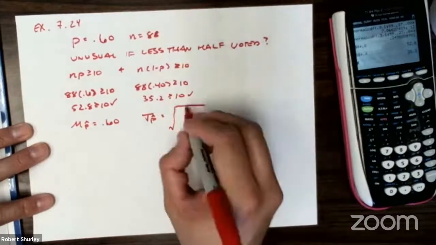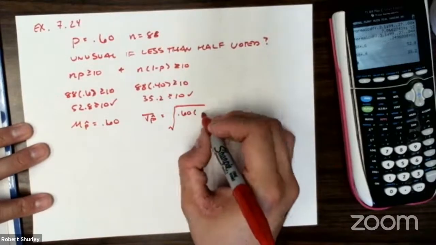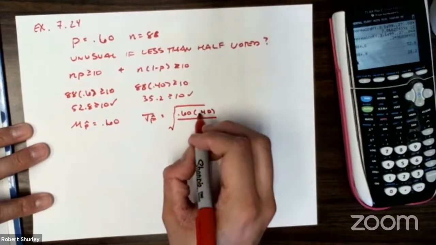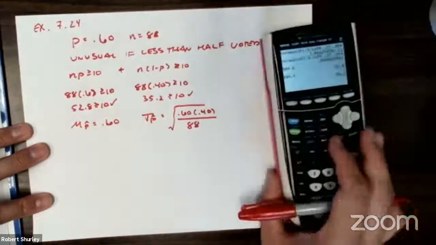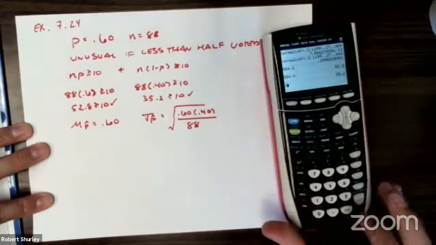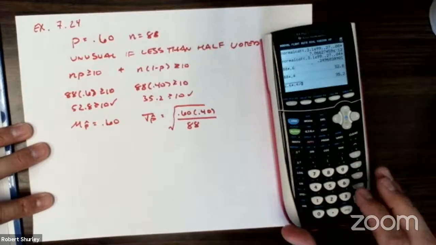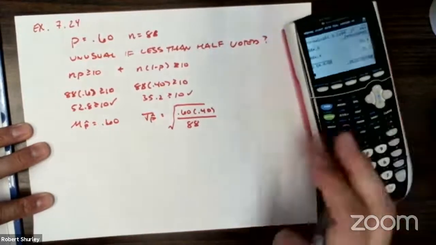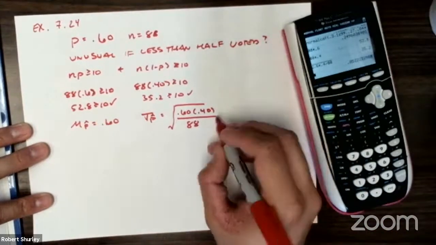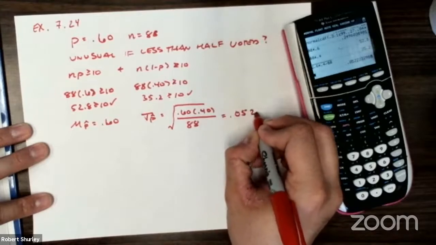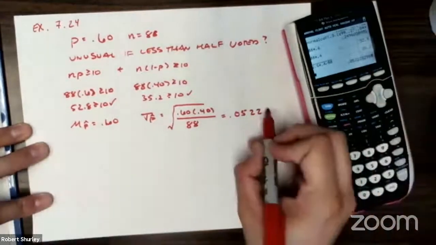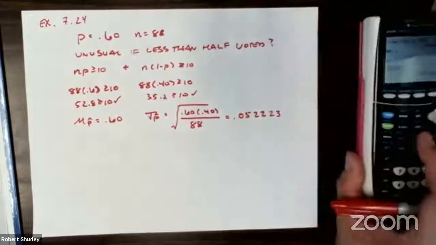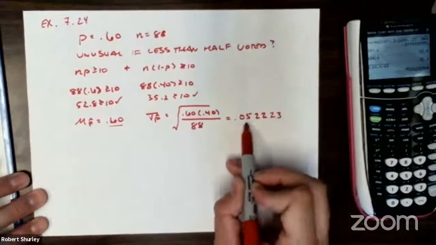So remember, this is going to be the square root of P times 1 minus P. Now I'm going to skip a step. 1 minus P is just 0.40, right? All over our sample, which is 88. And I'm just going to crack that in the calculator. So square root of 0.6 times 0.4 divided by 88. I guess mine automatically puts it underneath there. 0.052223. So I've got my mean. I've got my standard deviation.